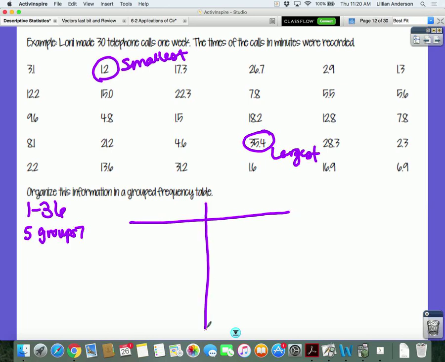On this side, we're going to have our times, and of course it's in minutes, and then we're going to have our frequency. Because we're still making a frequency table, except this time it is a grouped frequency table. So, 5 groups of 7. That means our first group should go from 1 to 8.